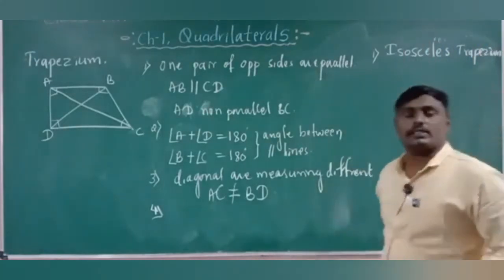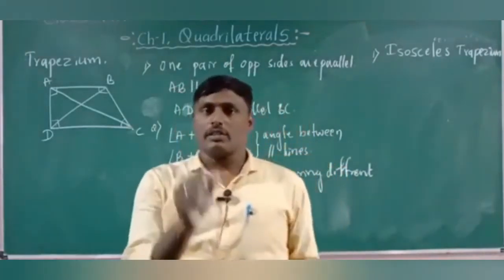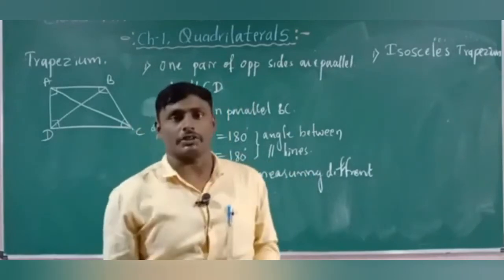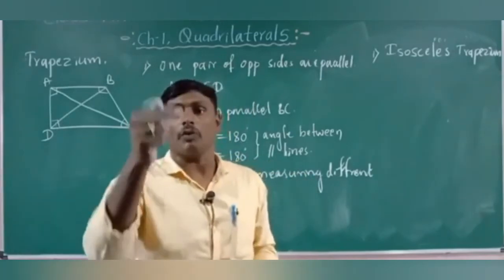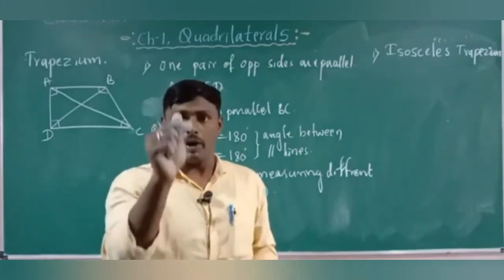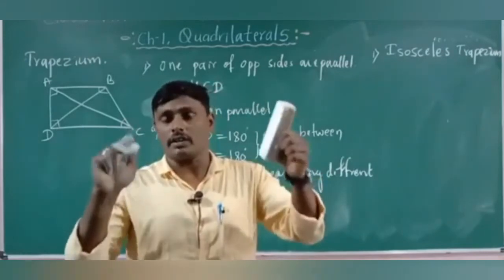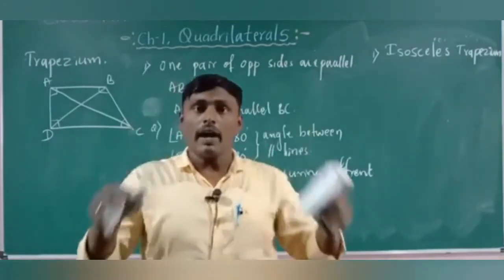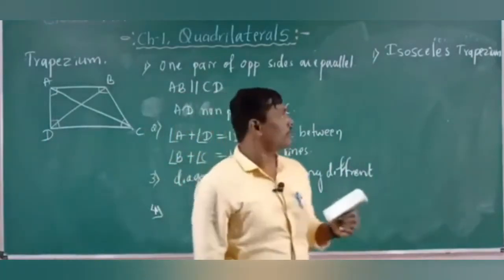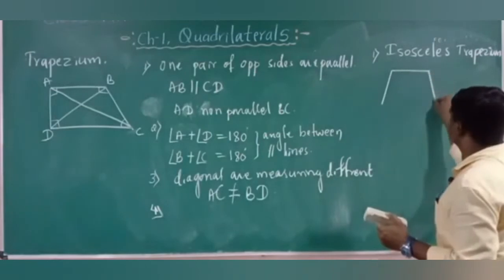So what does isosceles trapezium mean? An isosceles trapezium is also one type of quadrilateral in which one pair of opposite sides are parallel, and the remaining two sides are non-parallel. The non-parallel sides have exactly equal length. For example, here I will take one isosceles trapezium.